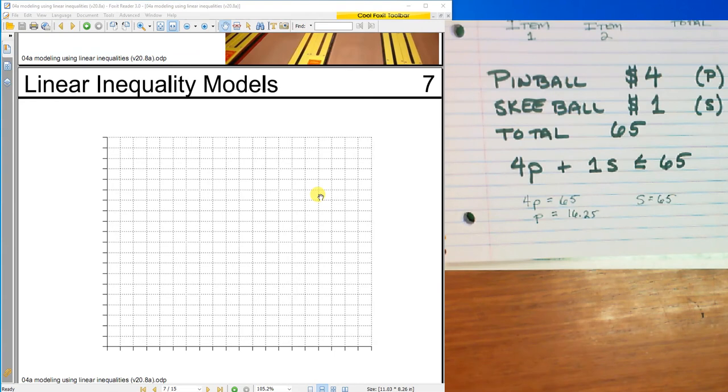So if we set this up, we'll make this axis right here. This will be pinball. This will be skee ball. Pinball has to get out to 16.25. So 1, 2, 3, 4, 5, 6, 7, 8, 9, 10. There's 10. 11, 12, 13, 14, 15, 16.25. So there we go. There's my pinball. And this guy, let's go up by tens. So 10, 20, 30, 40, 50, 65.